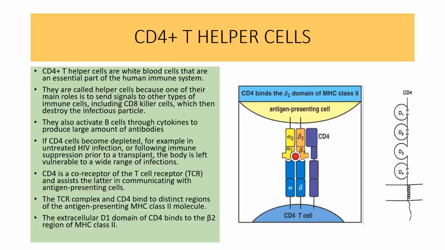So T helper cells are basically helpful in various immune responses, like activating the T killer cells for cytotoxic reaction, activating the B cell for production of large amounts of antibodies, and activating the macrophages for phagocytosis with the help of various cytokines secreted by them.